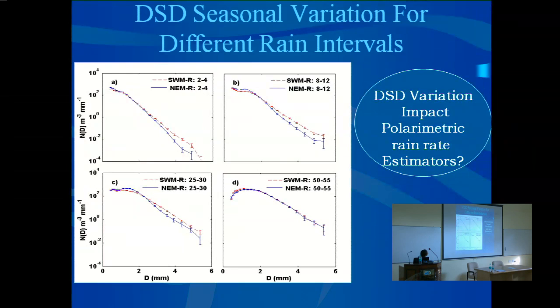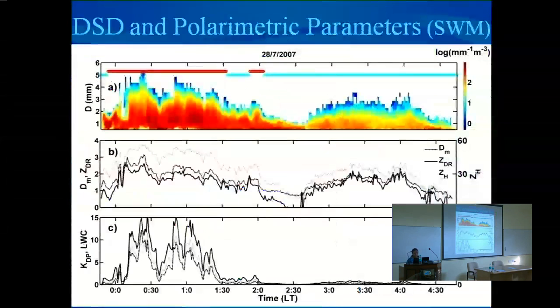The reason for taking these intervals is that we have seen a significant amount of change in the drop size distribution between southwest monsoon and northeast monsoon. So I just studied whether these variations will have an impact on my rain rate estimators. So these are my simulated parameters.